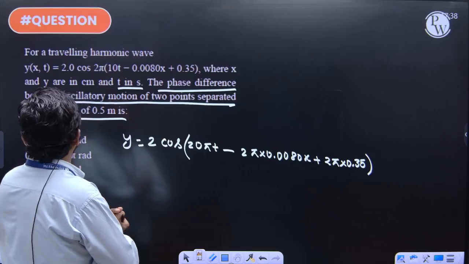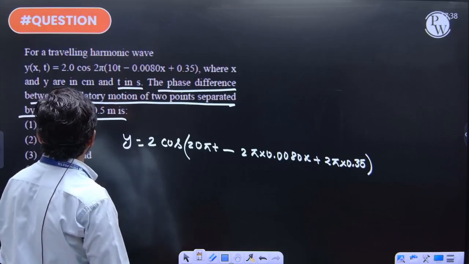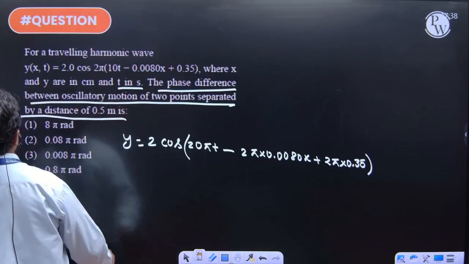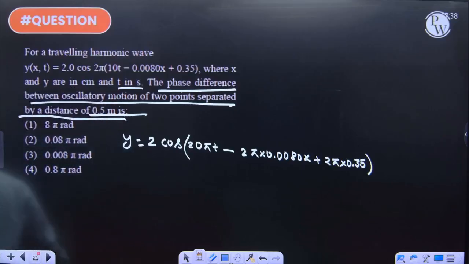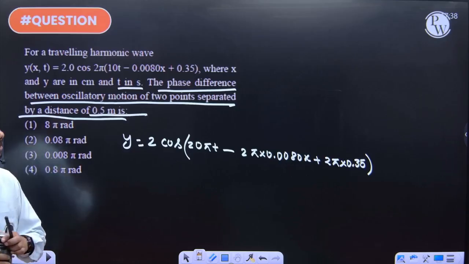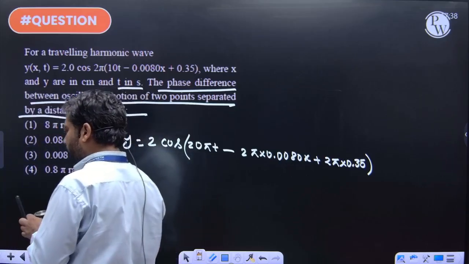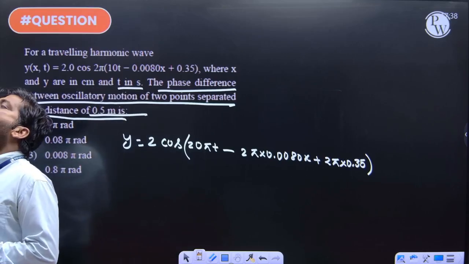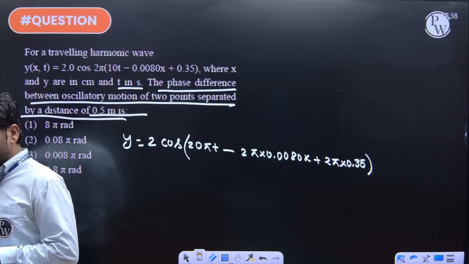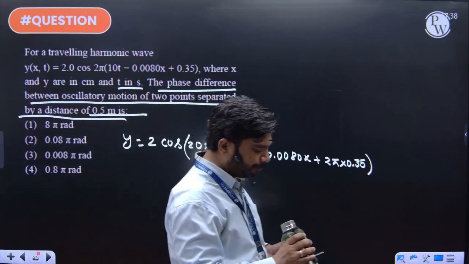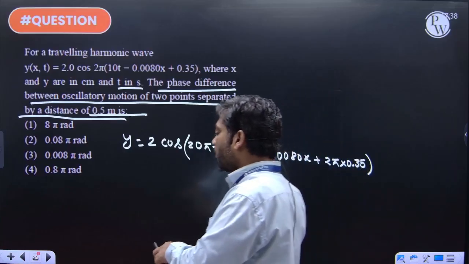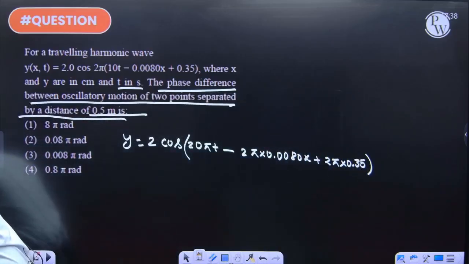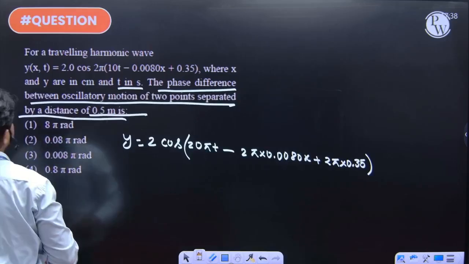What they are asking is the phase difference between oscillatory motion of 2 points separated by a distance of 0.5 meter. So you have to find out the phase difference between the 2 points separated by a distance of 0.5 meter. What should we do here?